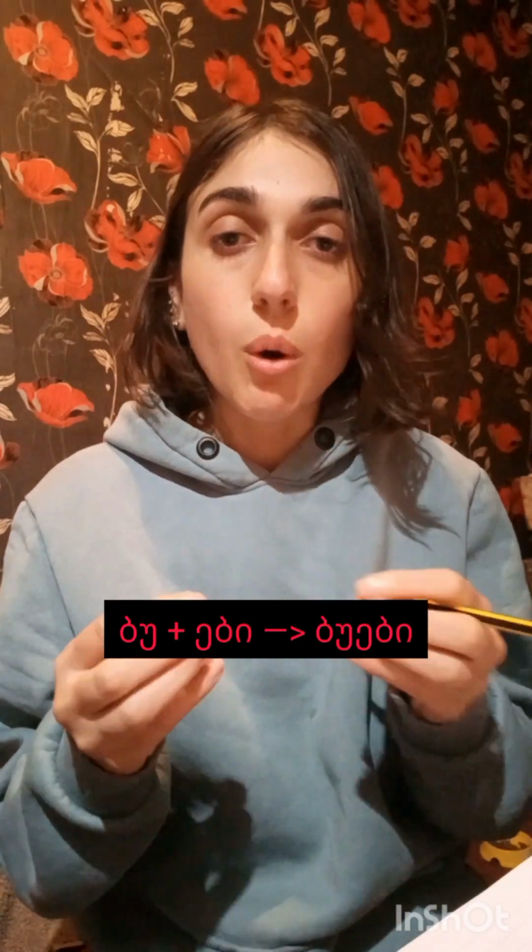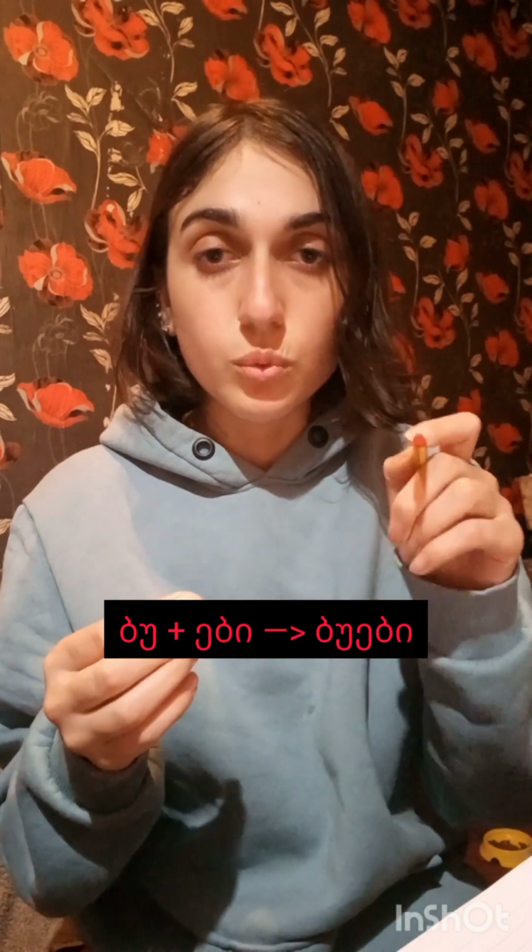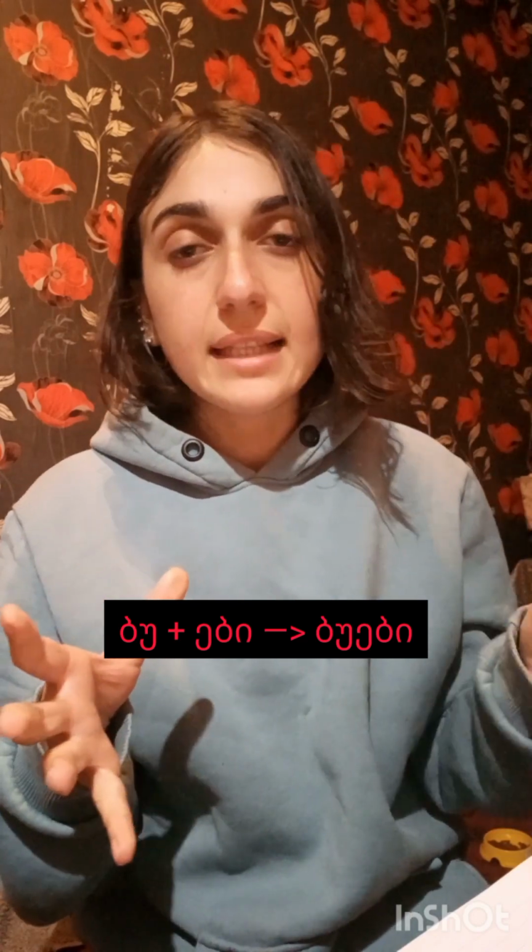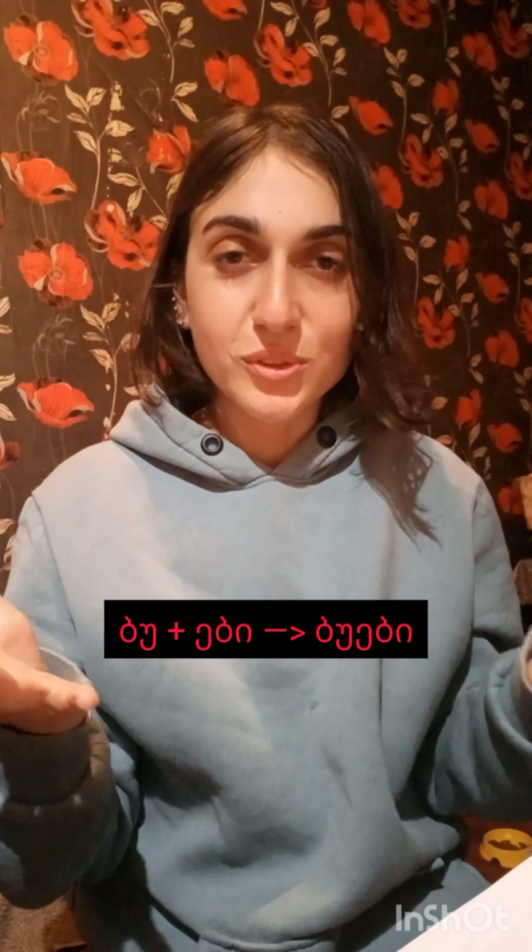Or for example, we have bu, which means owl. The last letter is u. When we want to say owls, we just add -ebi and it will become buebi, owls.